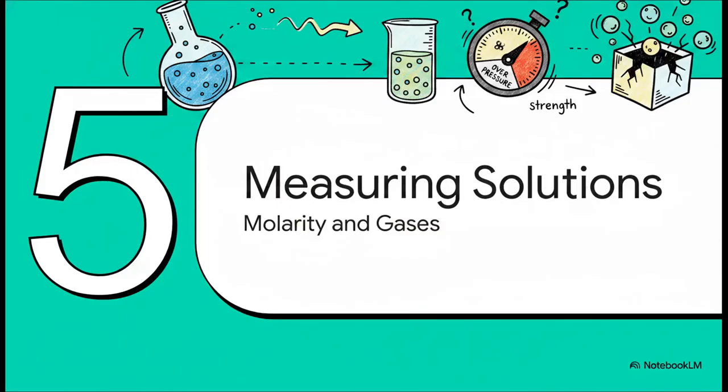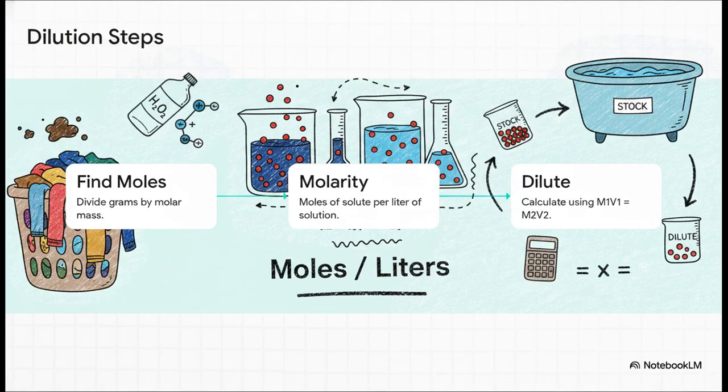And that brings us to our final stop, Section 5, Measuring Solutions and Gases. Let's do a little math to calculate the strength of solutions and then see what happens when gases decide to break all the rules. Say you're tackling some intensely dirty laundry and you need to use a polar molecule like hydrogen peroxide to blast those stains. You need to know its strength, right? Enter molarity. It's just the moles of solute divided by the liters of solution.